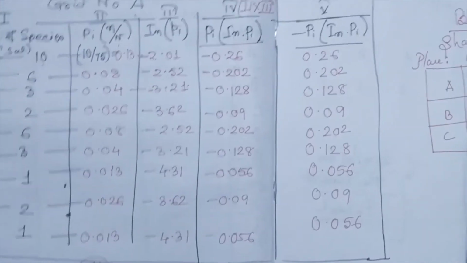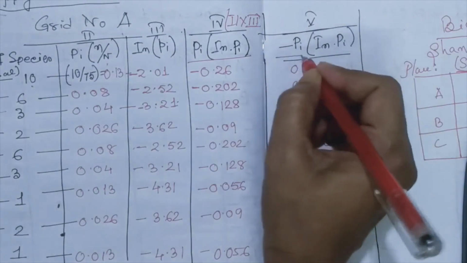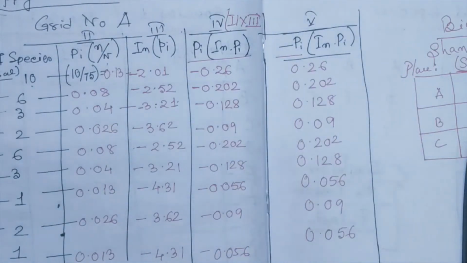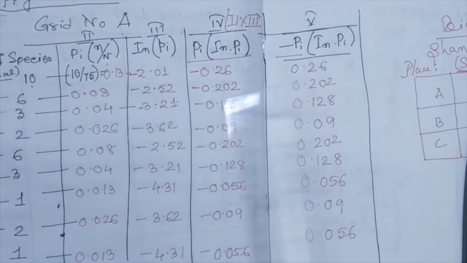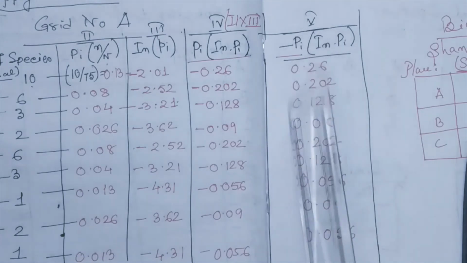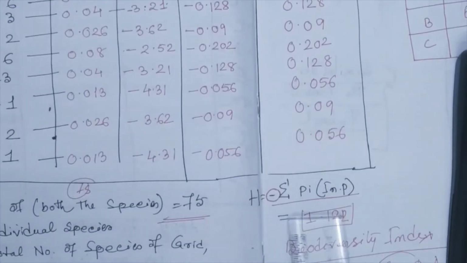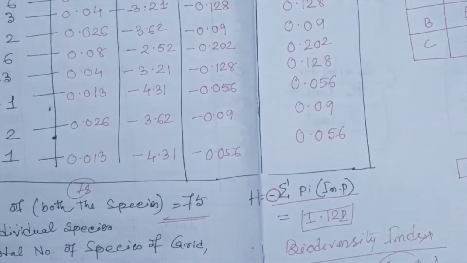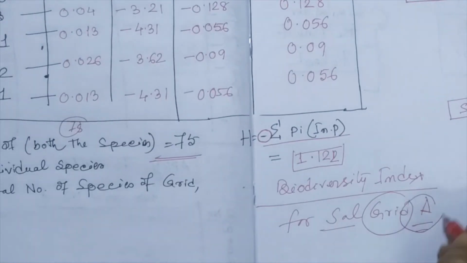So just put a negative value and remove the negative. Here we are repeating the same numerical value, just omitting the minus. Then adding this column, you will get the summation of pi into ln pi, and you will get this value. This value is the diversity index for the grid number A.